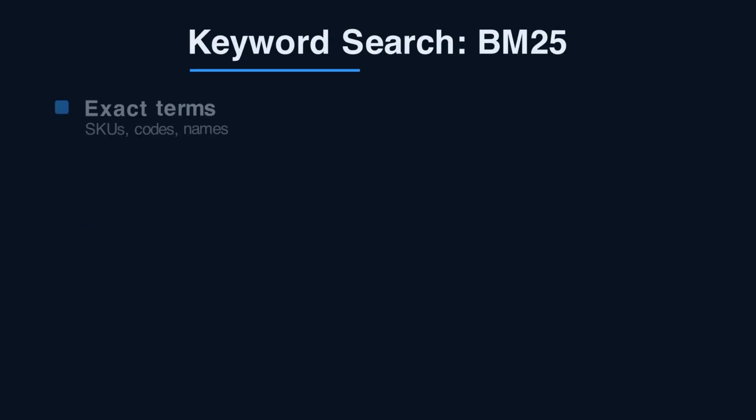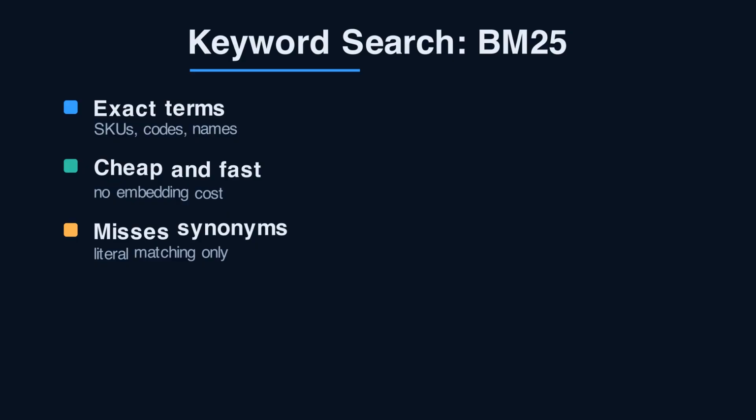Keyword search in Azure AI Search uses BM25, a ranking function that scores documents by term frequency and inverse document frequency. In plain terms, it rewards documents that contain your exact query words, especially rare ones. It's fast, cheap, and completely explainable. You can see why a document matched. It's unbeatable for exact identifiers like product codes, error numbers, or names.